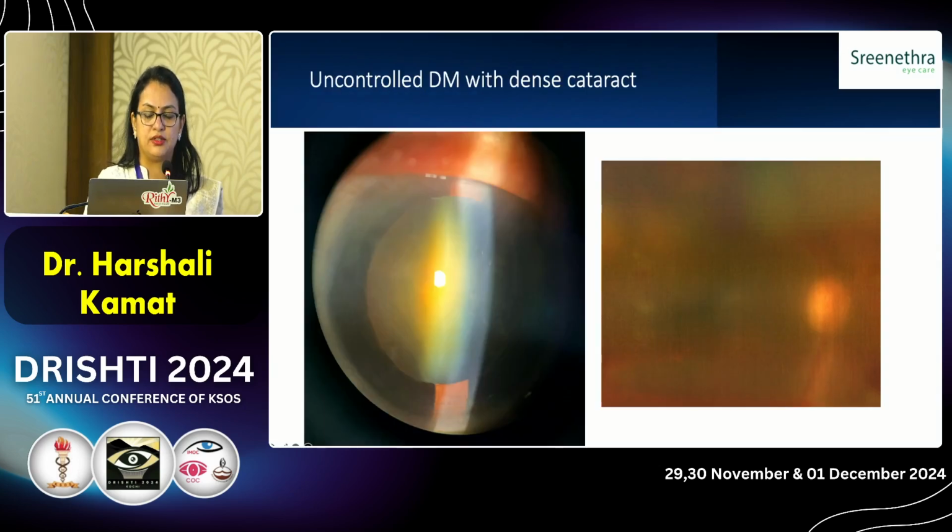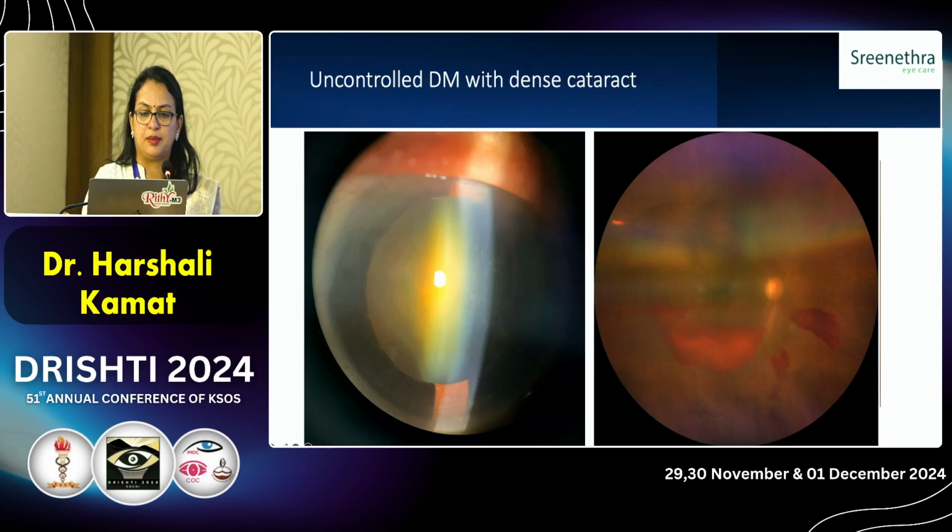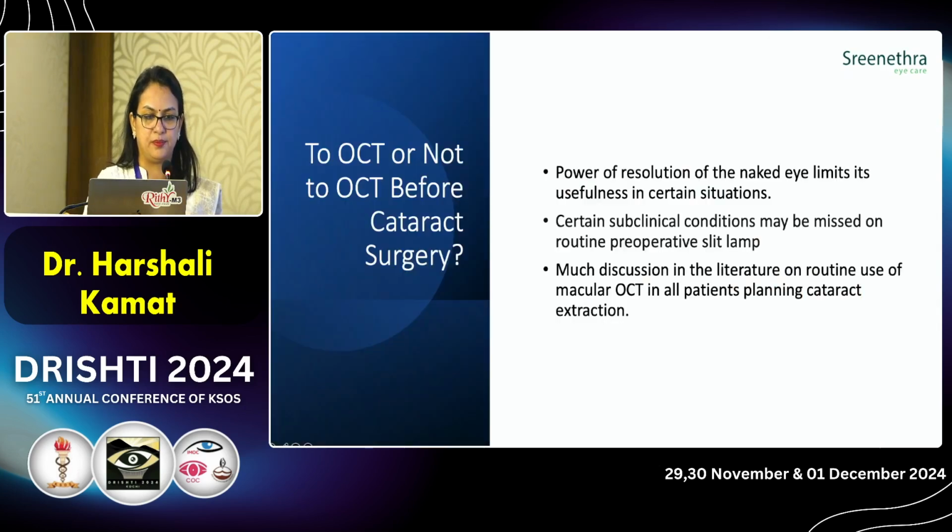Another case to illustrate, a dense cataract with a hazy view would have entirely missed a proliferative diabetic retinopathy if a careful posterior segment evaluation was not done. To do an OCT or not before a cataract surgery is very controversial. It's more commonly done in patients who are going in for premium lenses. However, to do it routinely for every cataract patient is a little controversial.